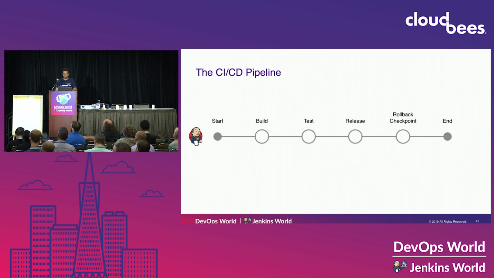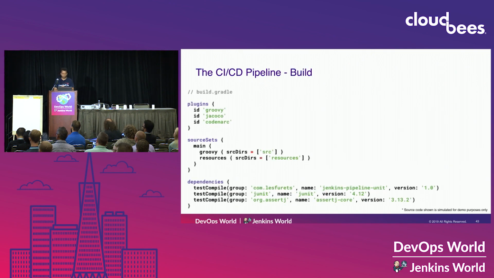All right, so let's talk about the actual pipeline itself. Let's begin with the build stage. So to build our shared library, we need a build script. And here we're creating a basic Gradle script. We're defining our plugins, our source directories, and our dependencies. Fairly straightforward.